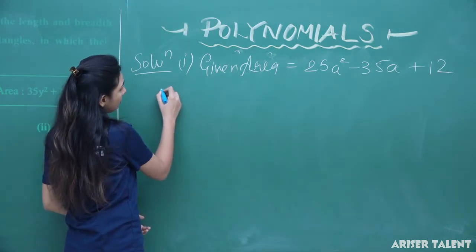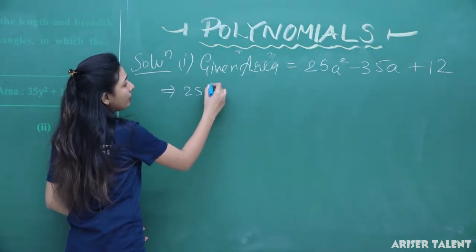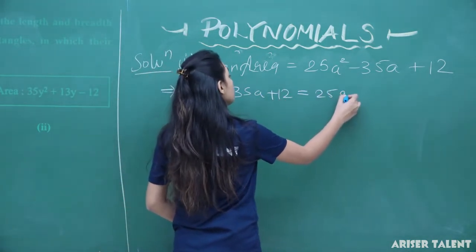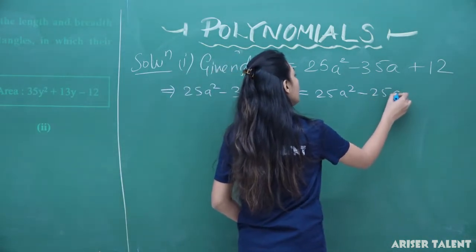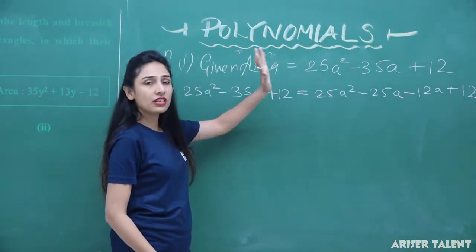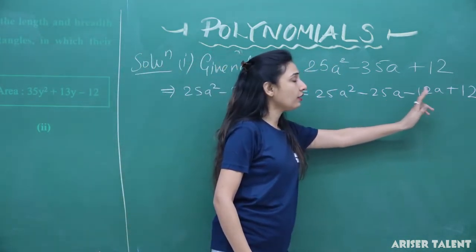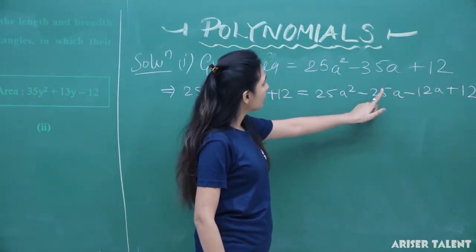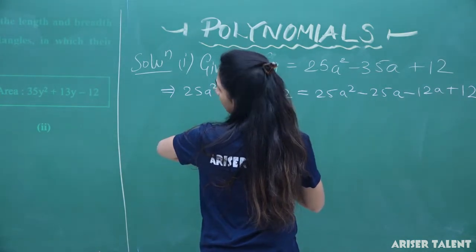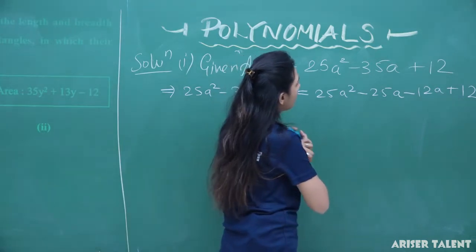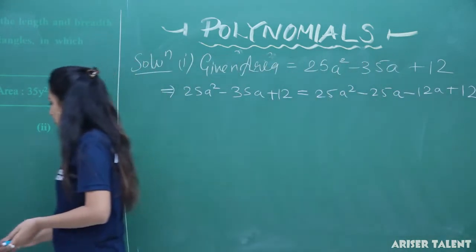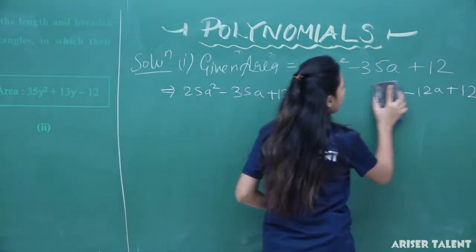Now 25a square minus 35a plus 12 can be written as 25a square minus 25a minus 12a plus 12. Now look at it again, 25a square is 25a square, 25a and 12a with minus will give you what? Not 25, is it 25? It's not 25, it should be 23. Let's have a look, okay. So this question is correct, but our factorization is wrong.